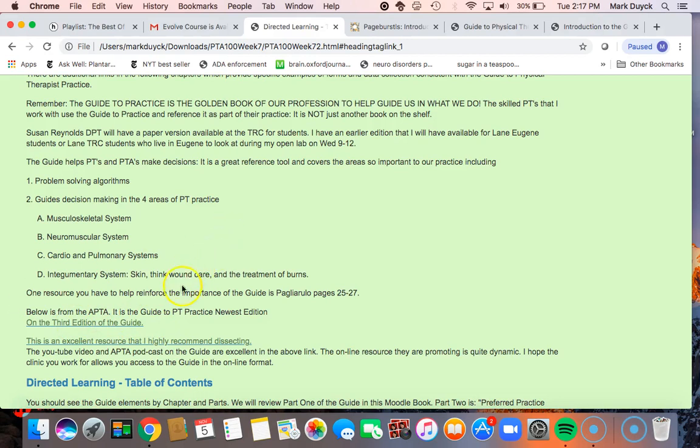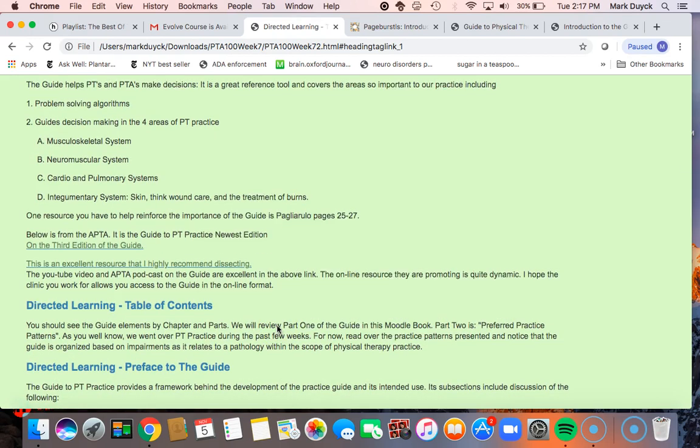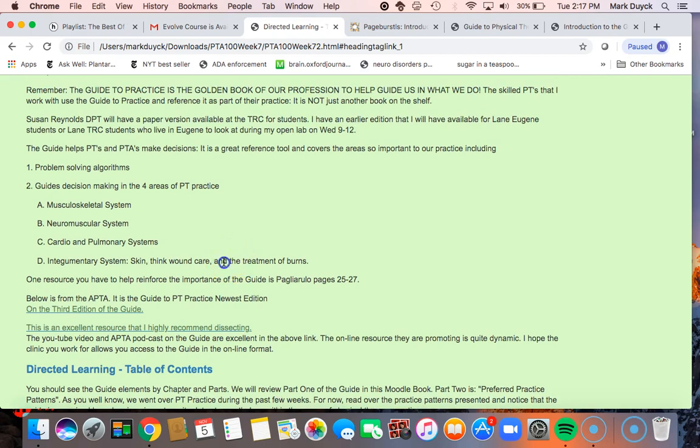So what you want to really look at is, because you can't access it, it doesn't make a lot of sense to ask you to dig into it. So I'm just telling you some areas of the guide, and I'm going to show you what the guide looks like in terms of the electronic version and some key elements within the guide itself.